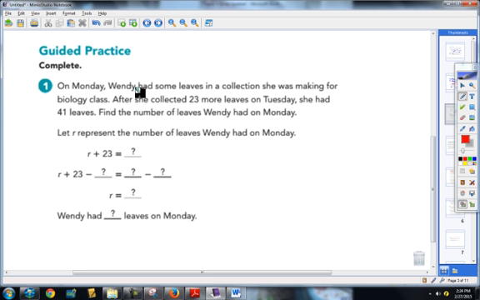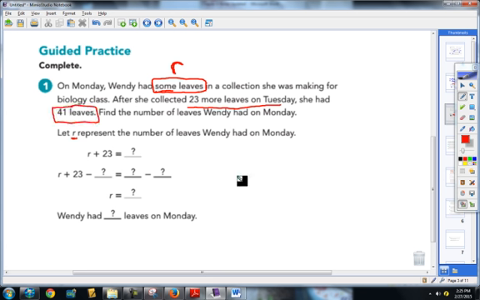On Monday, Wendy had some leaves in a collection she was making for biology class. Whenever you see that word, some leaves, or an unknown amount of any kind, I already start thinking, okay, I'm going to use a variable. Now I peek down here and I see that it wants me to let R represent the variable for the amount of leaves. After she collected 23 more leaves on Tuesday, she had 41 total leaves.